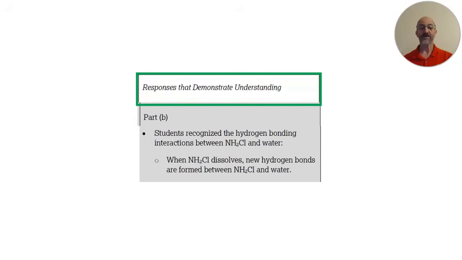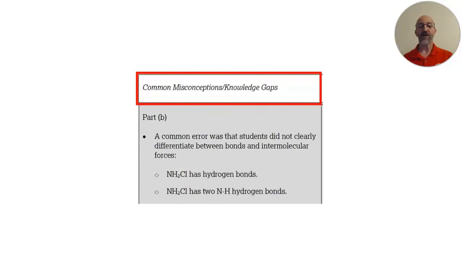Again, students did well to show that when NH2Cl dissolves, we have these hydrogen bonds that are formed between the solute and the solvent. And now, these are the common misconceptions or mistakes that students made. So a common error was that students did not clearly differentiate between bonds and intermolecular forces. So again, be careful with your word choice. They said NH2Cl has hydrogen bonds. It sounds like they're talking about the bonds within the molecule and not attractions to other water molecules. So watch out for your word choice.